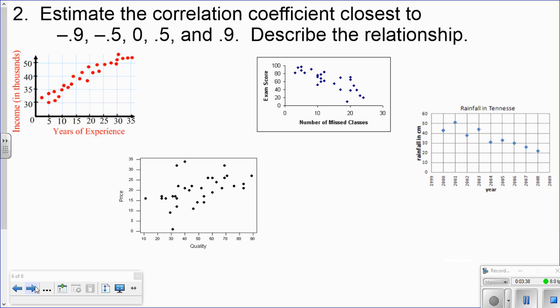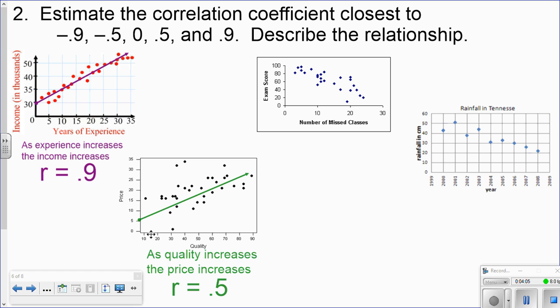The second one says estimate the correlation coefficient closest to -0.9, -0.5, 0, 0.5, and 0.9. So it's giving you just those 5 choices to describe it. In this first one, we draw our line. We can see that the points are fairly close, so we would call it 0.9. And the description: as experience increases, income increases. In the second one, we draw our line. It is a positive association, but it's not very strong, so we're going to give it 0.5. Our description: as quality increases, the price increases.